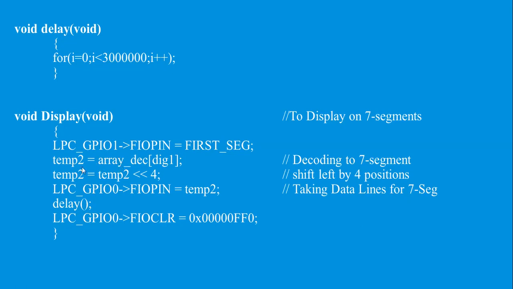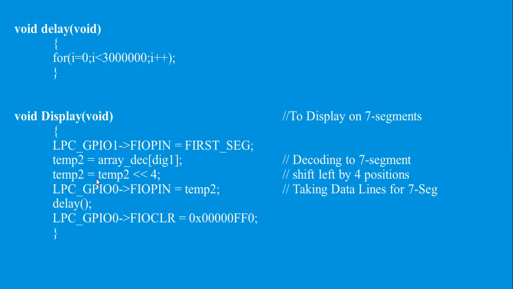Similarly, the digit 1 value will be 0 now, so the first element of the array will be assigned to a temporary variable, temp2. Now this variable temp2 is left shifted by 4 positions. The requirement of left shift was also discussed earlier, since if you directly write this value via FIO pin, it will occupy the 0th bit position of the register. Since our pins start from the 4th position, there is a requirement of left shifting by 4 bits.